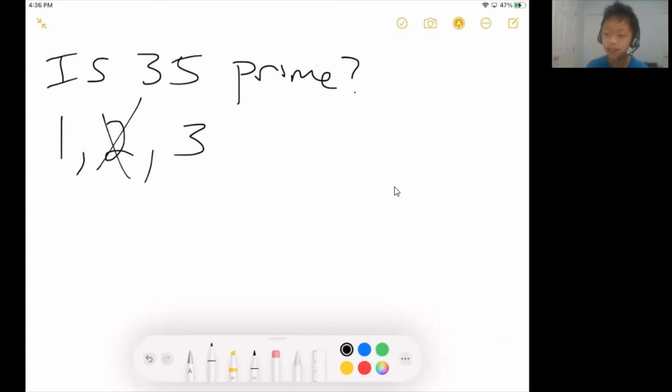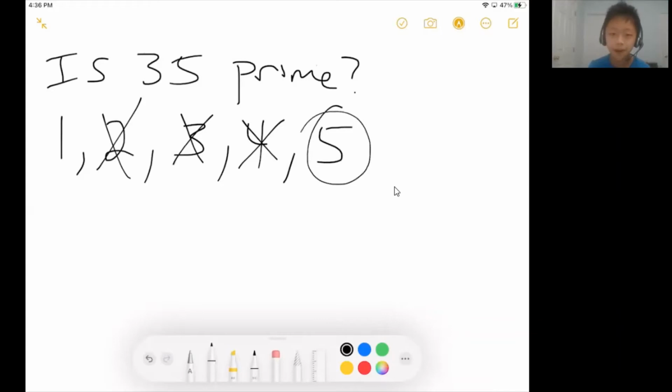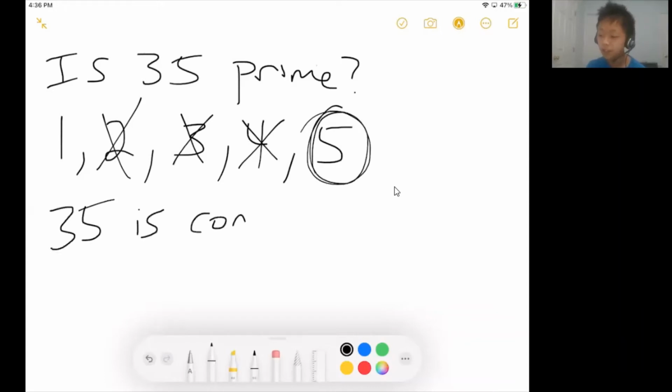Then you check 3. Is 35 divisible by 3? No, because 35 divided by 3 is non-integer. Is 35 divisible by 4? No, with the same reasoning. Then you can check, is 35 divisible by 5? And we clearly see 35 is divisible by 5. So since we found a factor of 35, in this case 5, we can immediately stop and say 35 is composite, right?